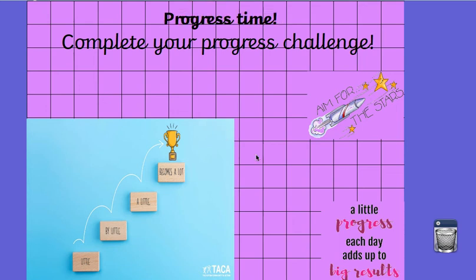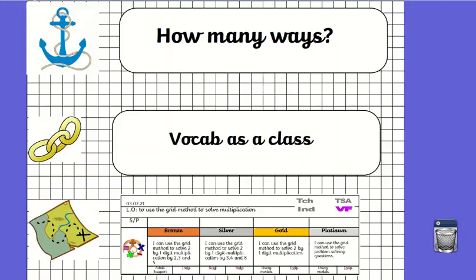Good morning, Year 3. To start your maths lesson, now is the time to complete your progress challenge, just like you would at school. So at the start of the maths lesson, complete your progress from yesterday and upload it to your portfolio if you haven't already. But I know a lot of you do it straight away, so that's fine.